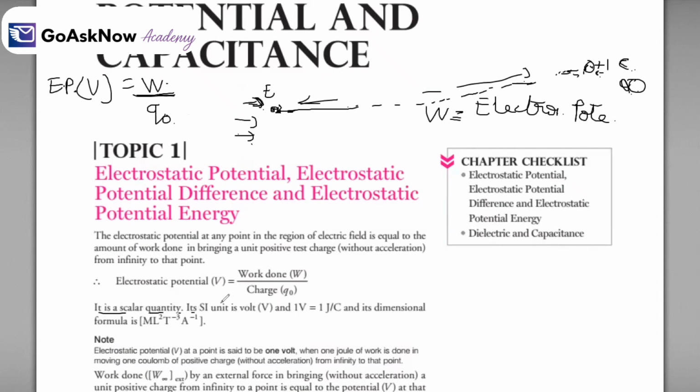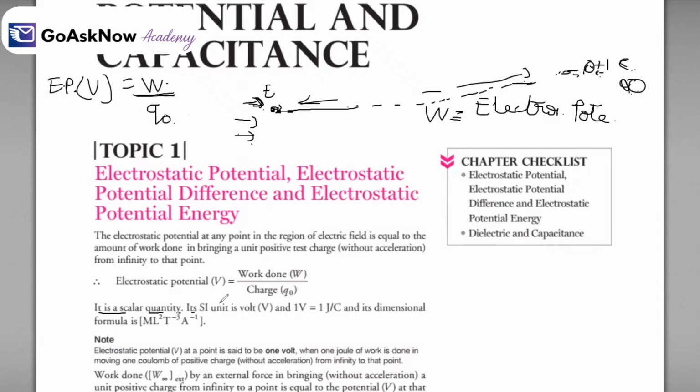Why is it a scalar quantity? Because it does not have any direction. It is a work done, and work is already a scalar quantity, so that is why it is a scalar. Its SI unit is volt, and 1 volt is 1 joule per coulomb. Its dimension formula is ML^2 T^-3 A^-1.